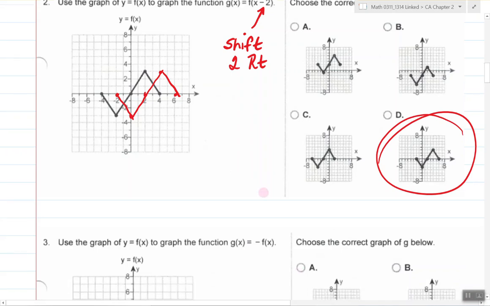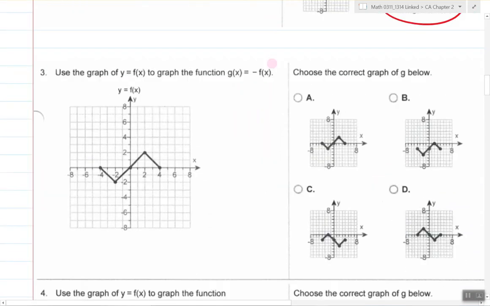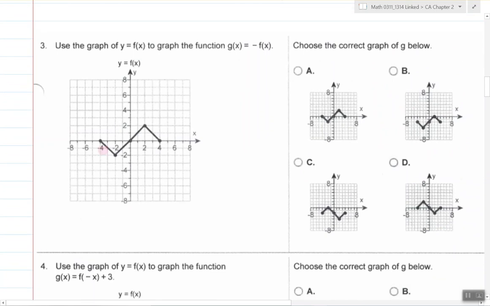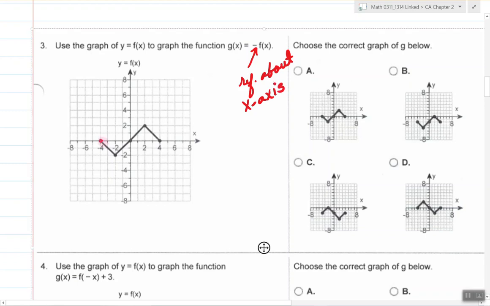All right, let's take a look at 3. We have the same f function, and it wants to know what is the negative of f. Now, when you put the negative sign on the outside, you reflect about the x-axis. So this point stays the same, but this point, because it is 2 units below the x-axis, will reflect to be 2 units above.